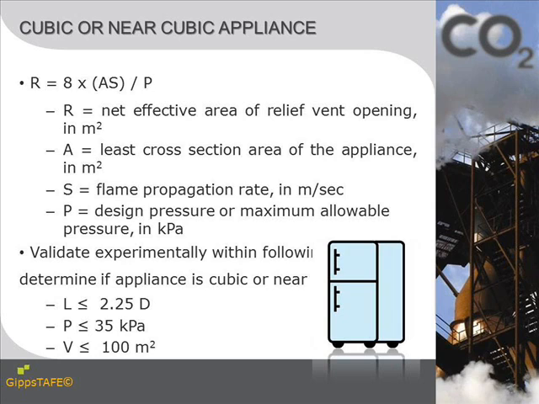To determine whether the combustion chamber is cubic, the following formulas shall be used. L is equal to or less than 2.25 times D, P is equal to or less than 35 kPa, or V is equal to or less than 100 cubic meters.